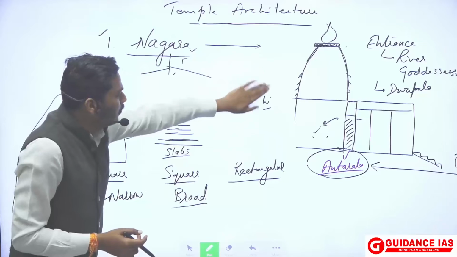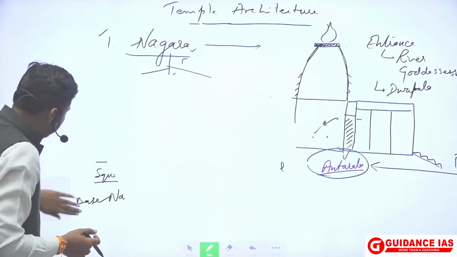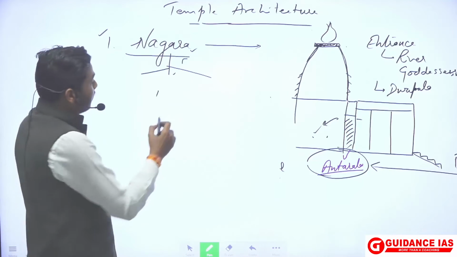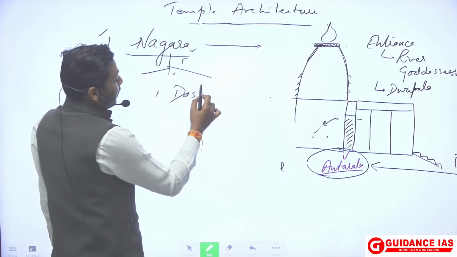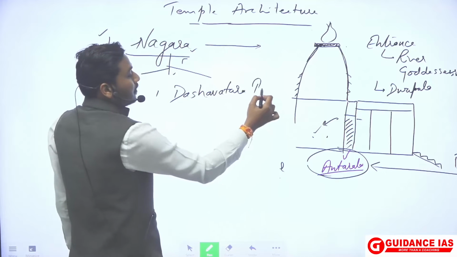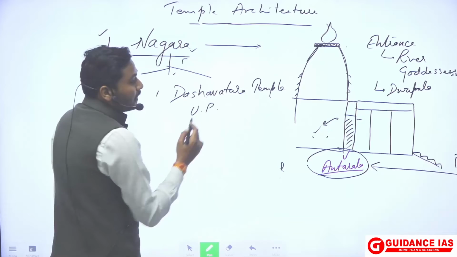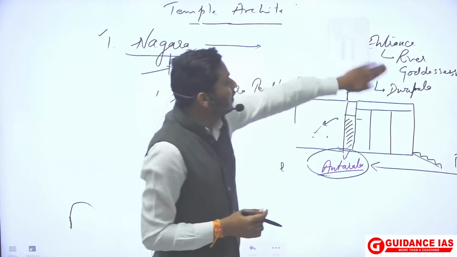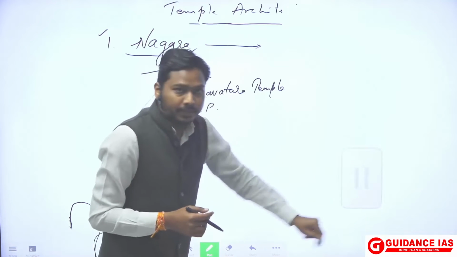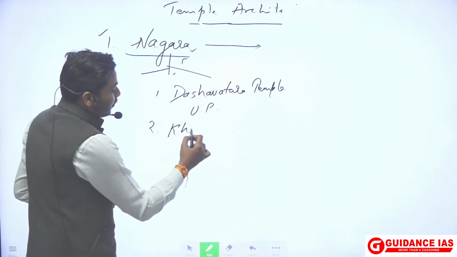Now we'll look into some examples of this Nagar style of architecture. The earliest example is the Dasavatar Temple in Uttar Pradesh. Clear? That is the earliest example of Nagar style of architecture. Clear? Another example is the Khajuraho Temples.